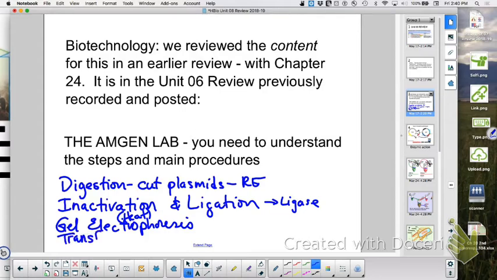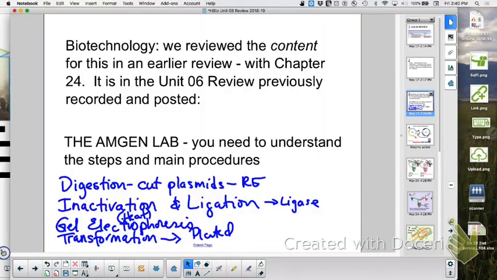Transformation. And then to check our transformation to see if we had actually done it, what did we do after we had transformed them? Yes, put them on plates. Plated them out to see how they would grow.